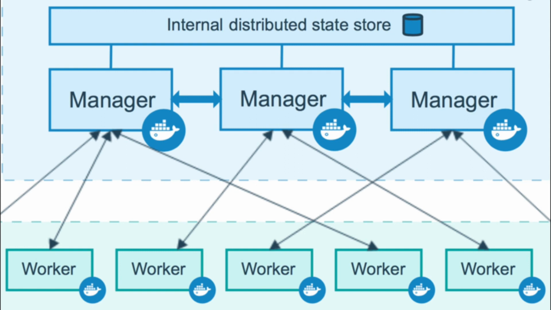And in a particular Docker Swarm, we can have 7 manager nodes. So we cannot have more than 7 manager nodes. That is the maximum number of manager nodes that are available in a particular Docker Swarm.